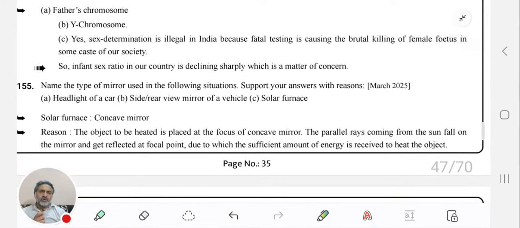Father's chromosome, Y chromosome. And yes, sex determination is illegal in India because fetal testing is causing the brutal killing of female fetuses in some castes of our society.